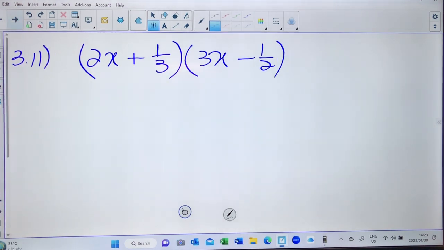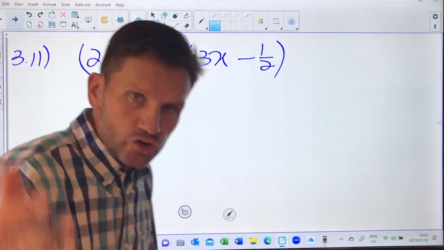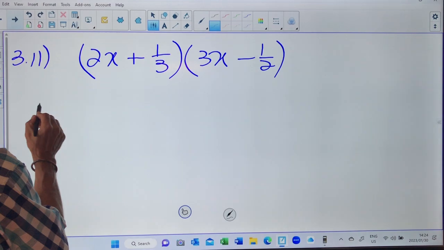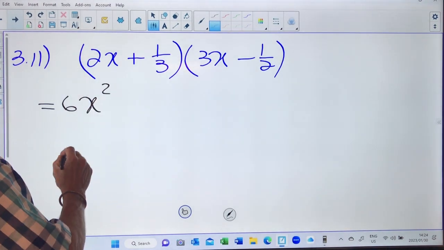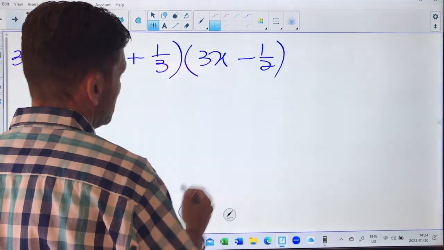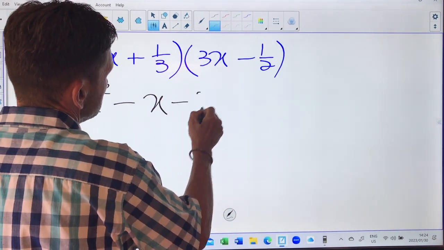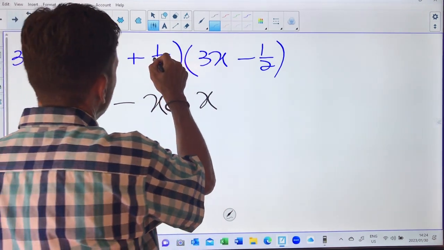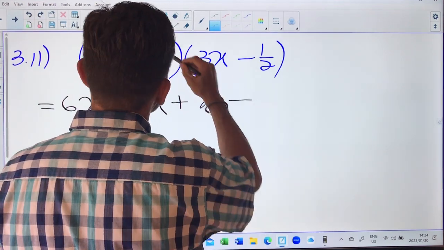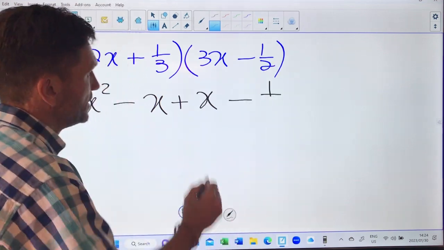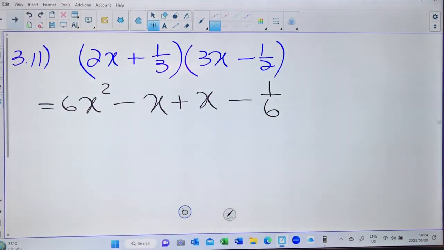The next one, 311, I think the confusion here was just because of the fractions. Use your calculator to work out the fractions. 2 times 3 is 6, 6x squared. 2 times minus a half will give us minus x. A third times 3 gives us plus x. A positive times a negative is a negative. Numerator with numerator, 1 times 1. Denominator with denominator, 3 times 2 is 6.